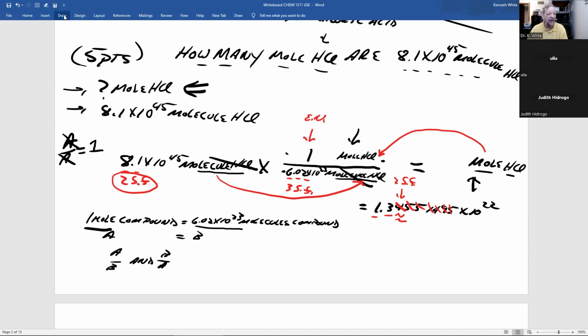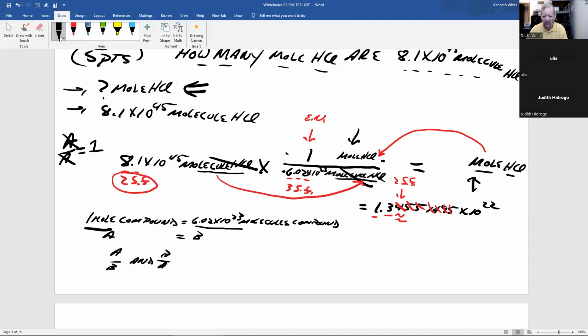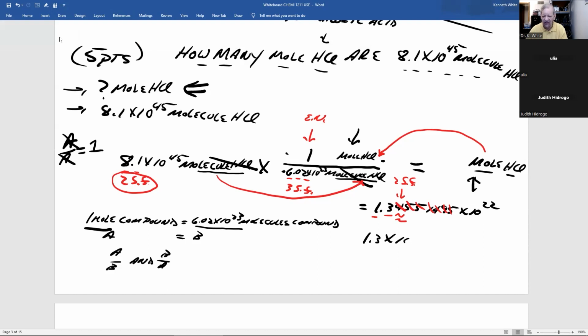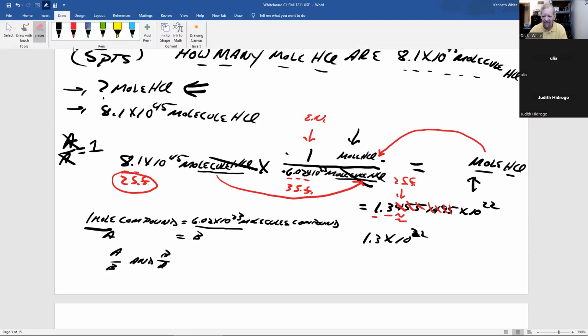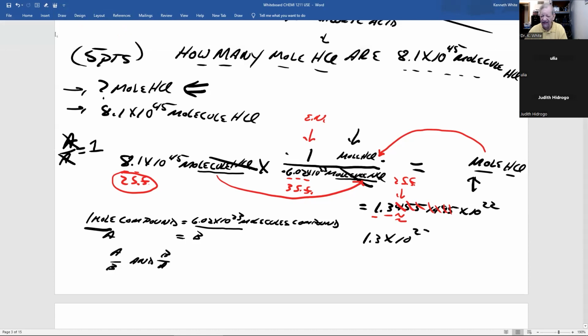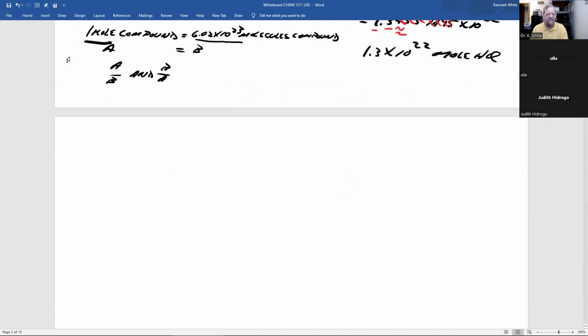And my answer will be 1.3 times 10 to the 22nd. Let me write this better. On a whiteboard, I can do the same thing where I have to erase it and rewrite it. And moles of HCl. And if you don't put the units down, just put 1.3 times 10 to 22, I would still mark it correct. And that's how you do it. Oh, let's do one more. Have some fun.